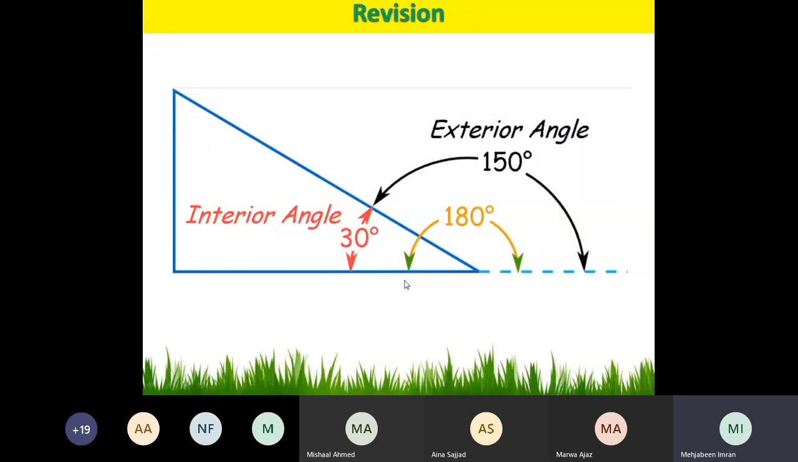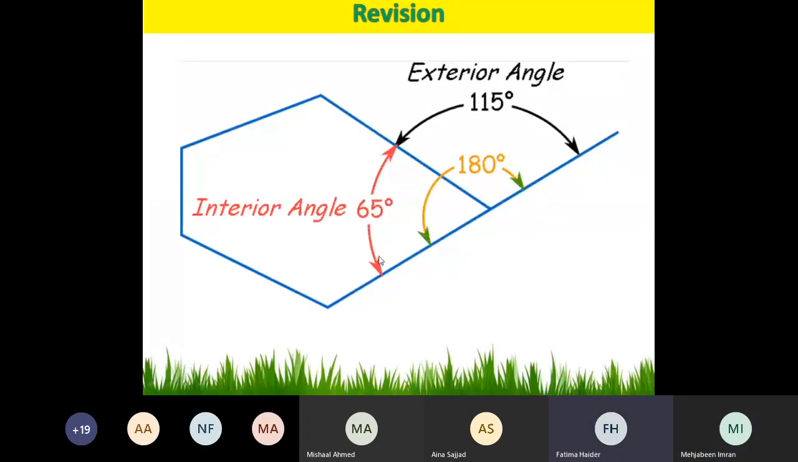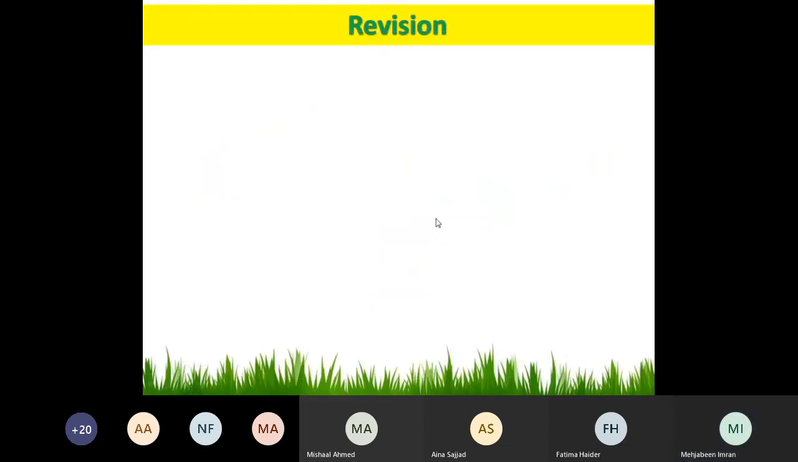Now I showed the slide to you yesterday even. It's a triangle, and the interior angle is 30 degrees and the exterior angle of 150 degrees is adding up to 180 degrees, a straight line angle. Okay. Now this is the pentagon and only one of the angles is shown to you. 65 is the inner angle and the exterior angle is 115. Both of them should add up to 180 degrees. Okay.